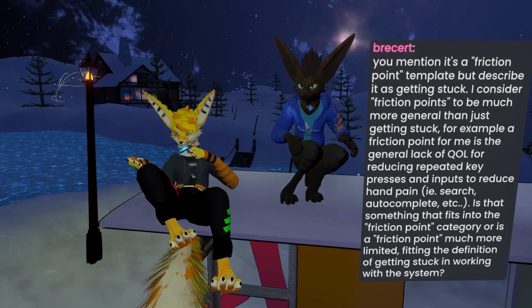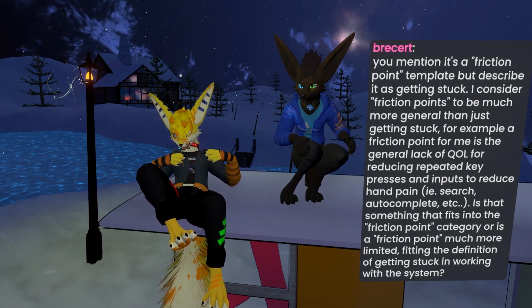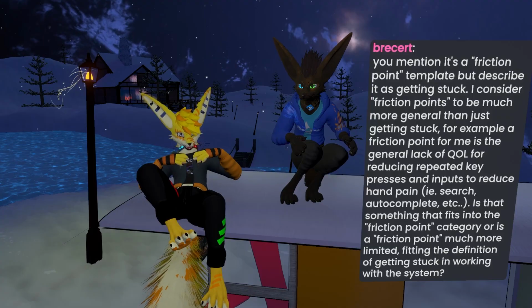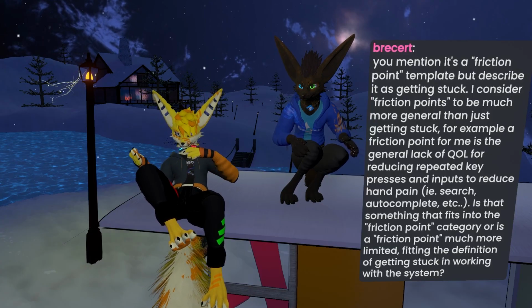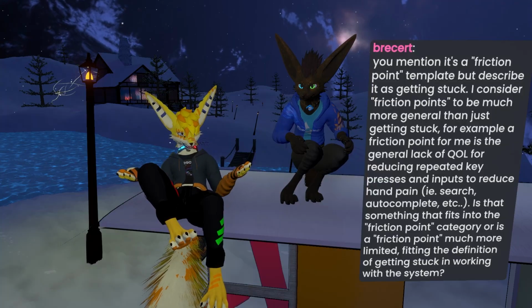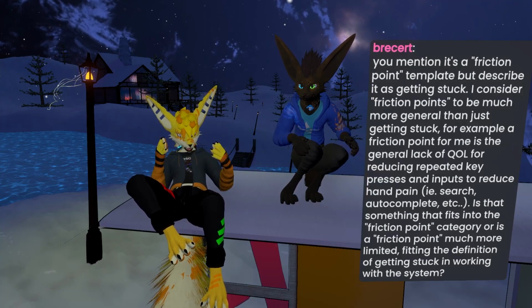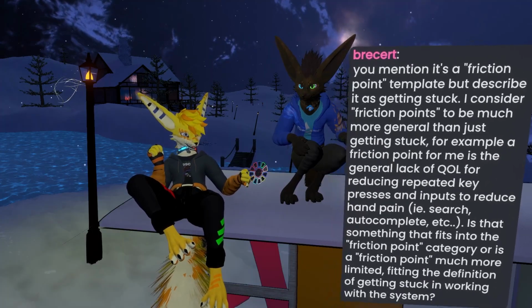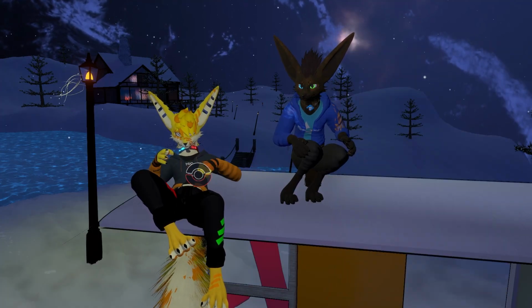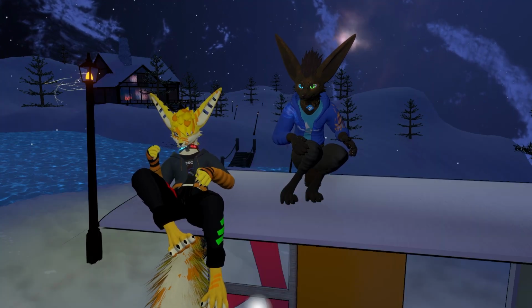No, it can be that too. Friction doesn't necessarily mean just getting stuck. It might be that the thing you want to do is difficult, or it could be either you didn't figure out how to do it, or it's just too complicated to figure out. It was too much pain. So I would say it fits the definition. It's essentially something that is general.